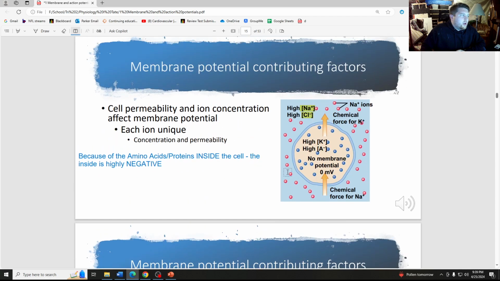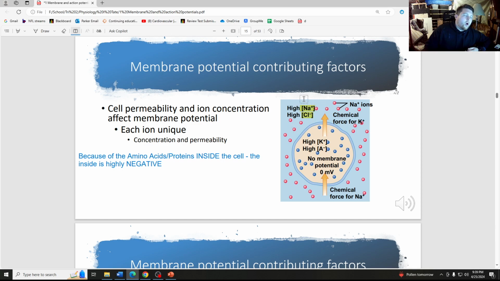So, when we have a cell, there's lots of different positively and negatively charged stuff, both inside and outside of the cell. The big ones that we're going to talk about outside of the cell are sodium and chloride. Sodium is positively charged, chloride is negative. There's way more sodium than there is chloride.